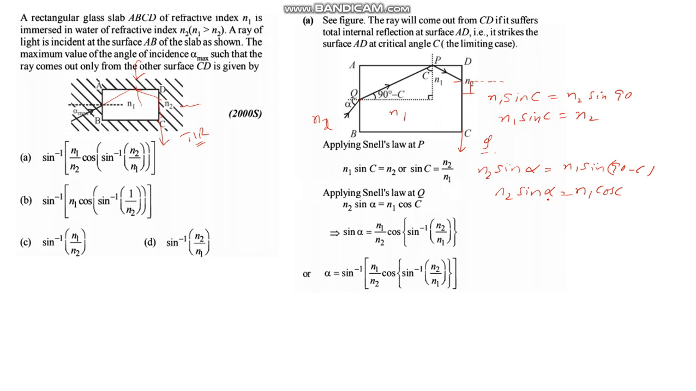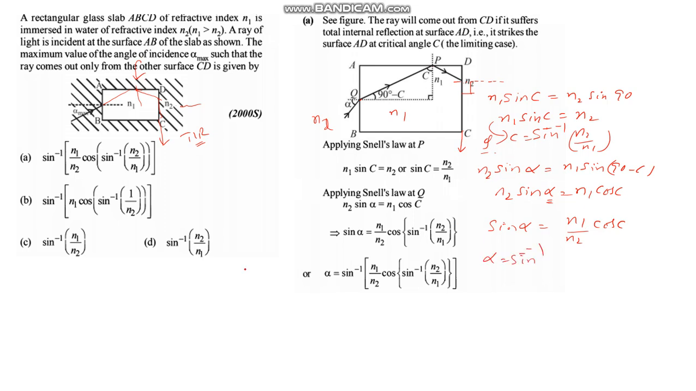What are we supposed to find? We are supposed to find alpha. So sine alpha will be equal to N1 divided by N2 into cos C, right? But can we get the value of C here? We can get the value of C as sine inverse of N2 by N1. This is C we have got from this equation. So if you substitute that, alpha will be equal to sine inverse.